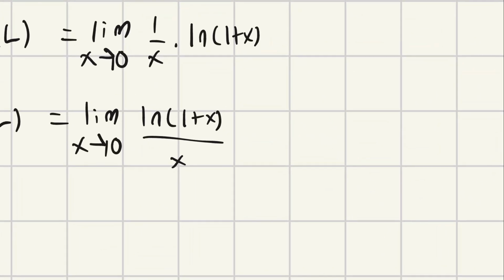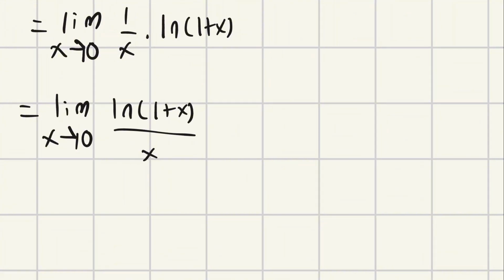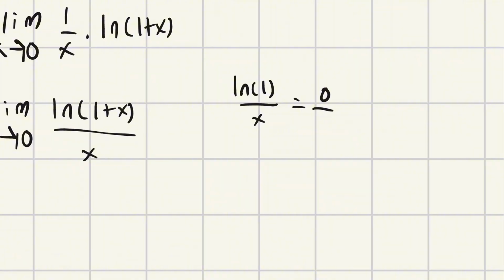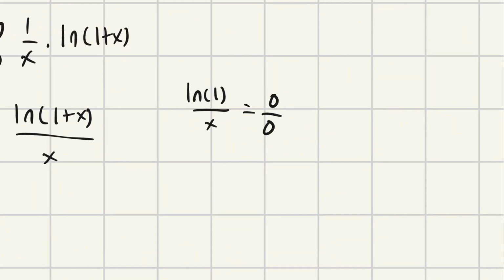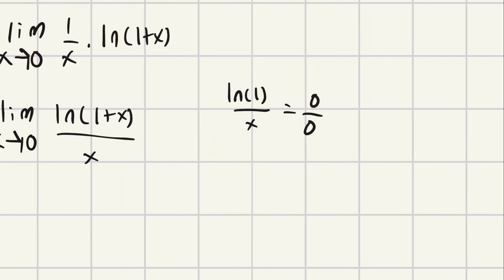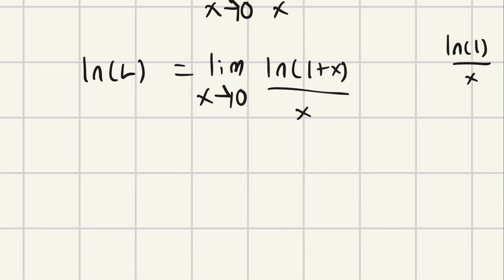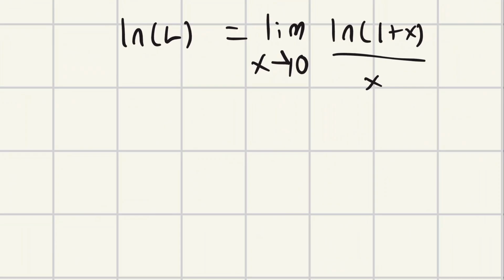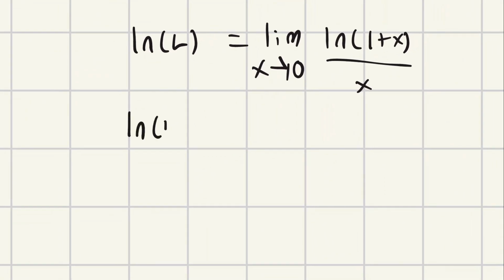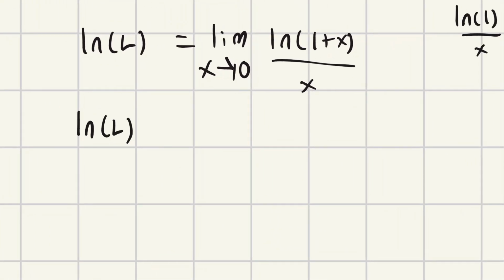Now, what if we were to plug in x equals 0 here? We're going to get ln of 1 over 0. Now, ln of 1 is just equal to 0, and if you plug in x equals 0 in the denominator, it equals 0, right? Since we obtain a 0 over 0, this is an indeterminate form. This means that we can use our good friend L'Hopital's rule on this side of the function. So let's keep our ln of L on this side, but we can use L'Hopital's rule on this one.